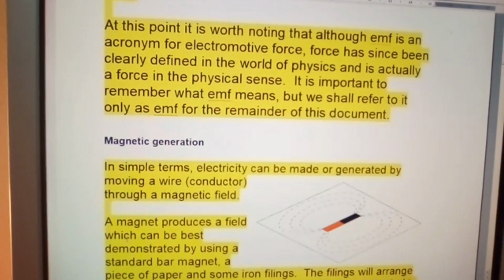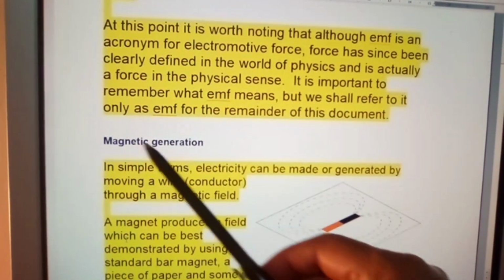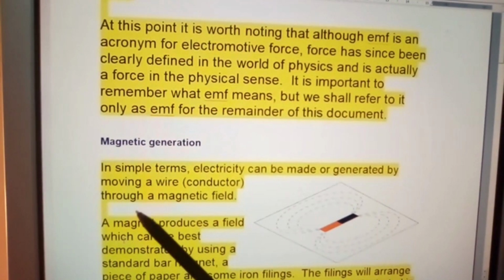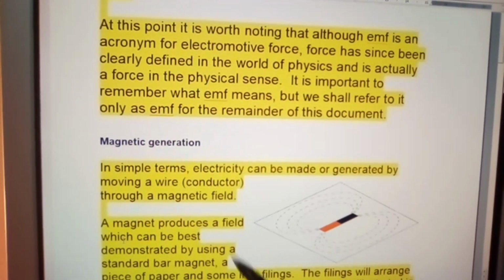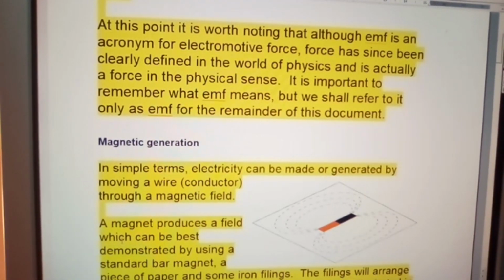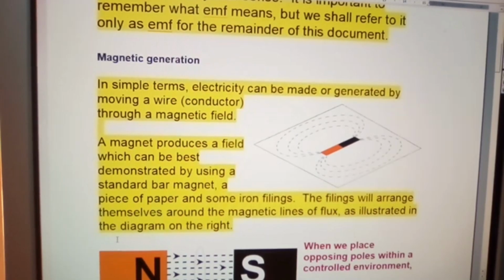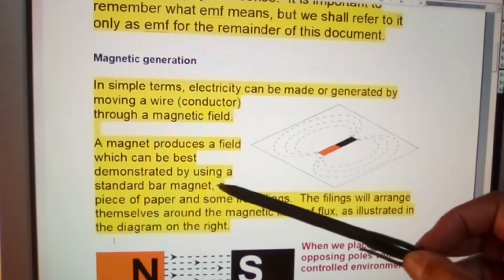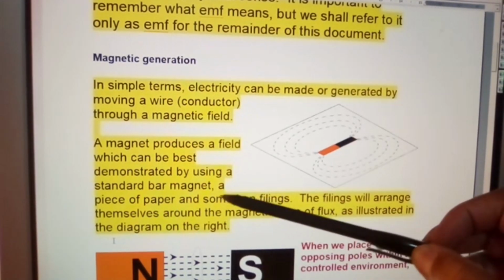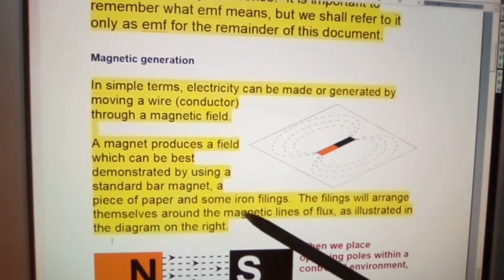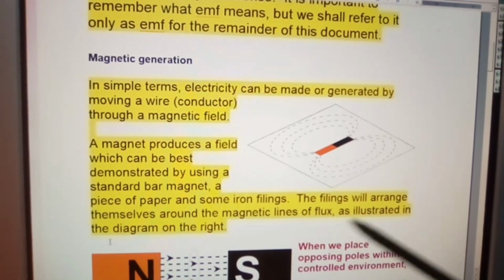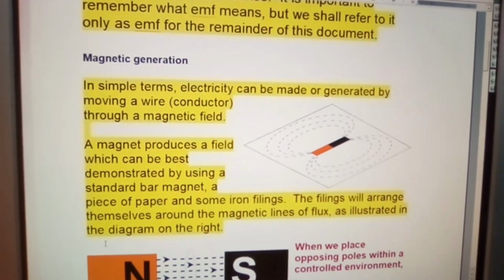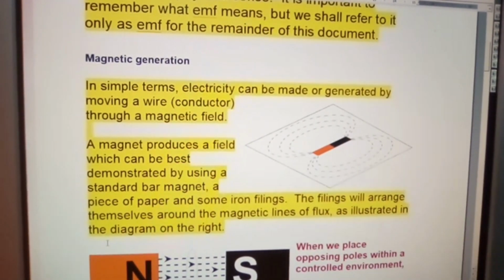Okay? The magnetic generation. In simple terms, electricity can be made or generated by moving a wire conductor through a magnetic field. And this is what we're looking at, that field. A magnet produces a field which can be best demonstrated by using a standard bar magnet, a piece of paper, and some iron filings. The filings will arrange themselves around the magnet lines of flux as illustrated in the diagram on the right. And this is your diagram here on the right.